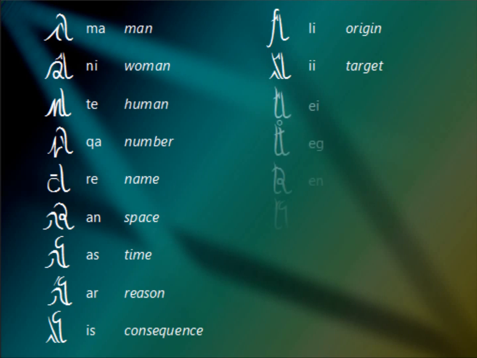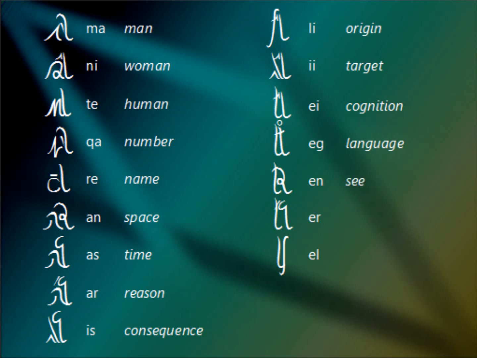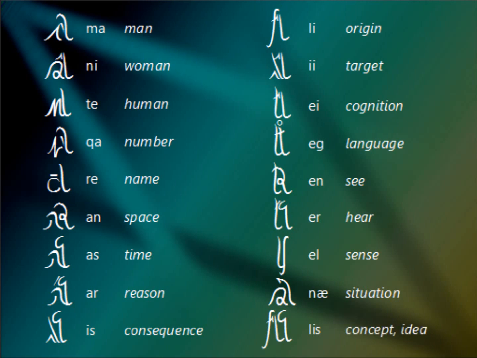Next, a few root words related to the human senses. A, to think. Eg, to speak, such as in Ælis, the Ælis language. N, to see. To hear. And L, to feel. Nae is a root which you can use in many situations. And finally, lis, the very same as in Ælis. Take a short while to look at them again.